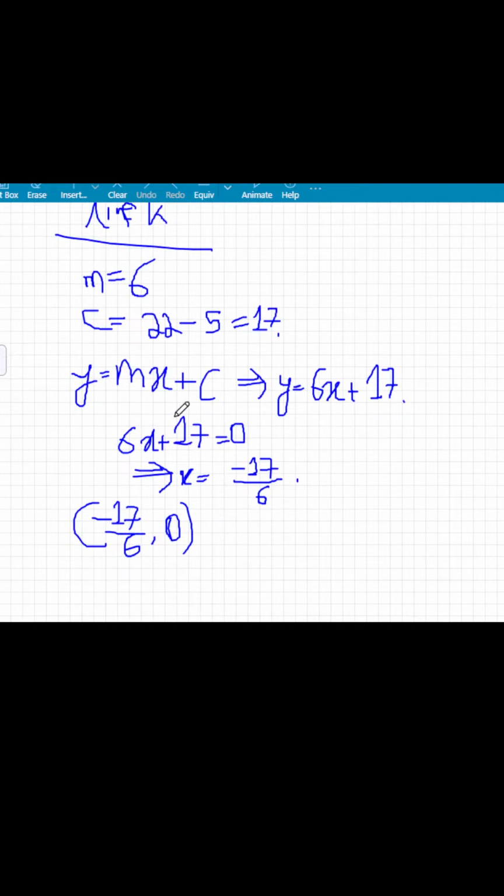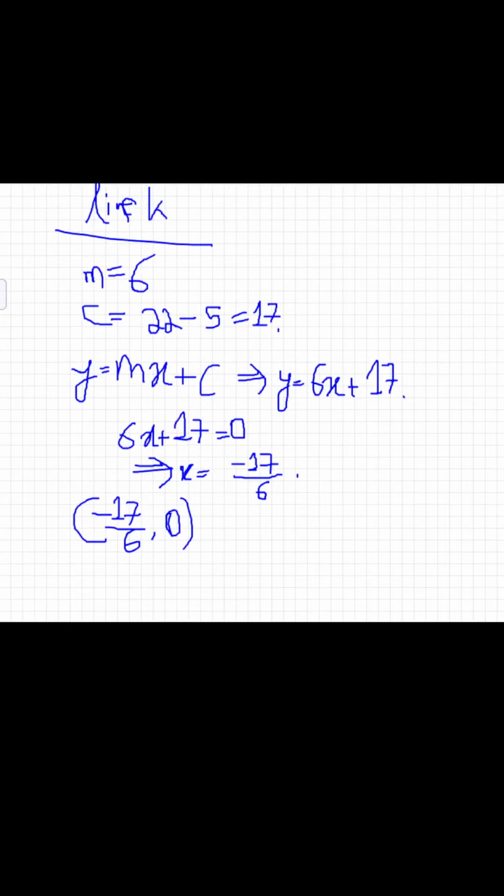So by this way we got the equation for line k, which is y is equal to 6x plus 17. Now we just put the value of y is equal to 0 to get the x-intercept, and we got it as minus 17 by 6 comma 0. So this is the solution for this question.